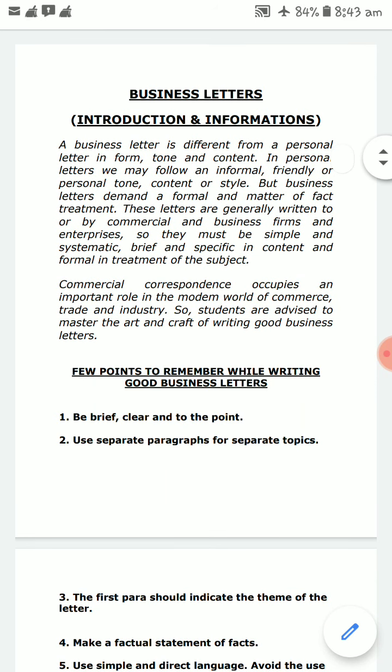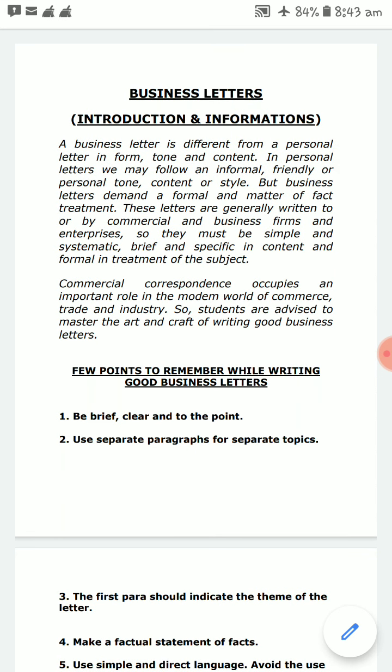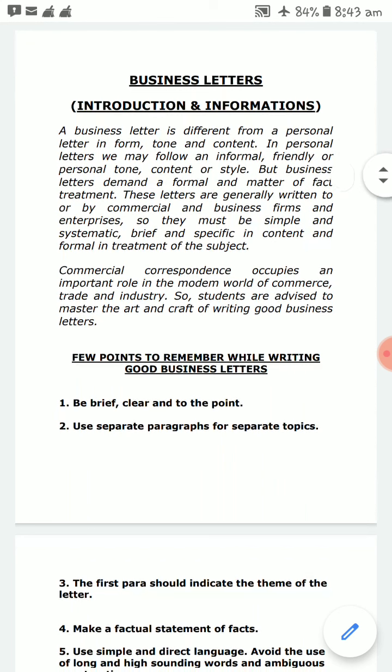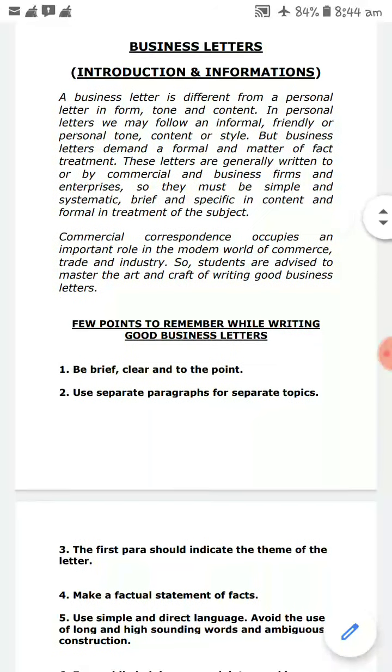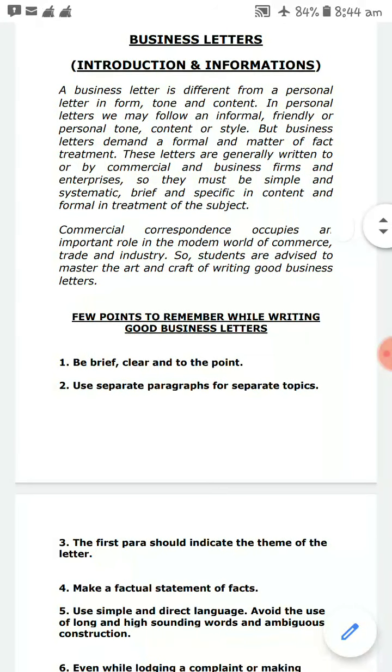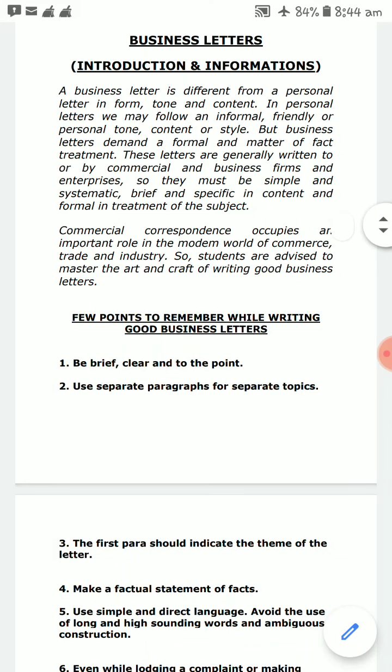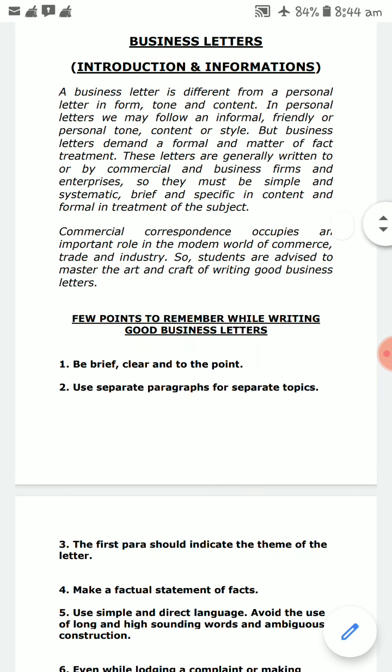But before I go on explaining some of the solved samples of business letters, let me actually explain it a bit so that you can get an overview of what I am actually trying to say. So, business letters, introduction and information. A business letter is different from a personal letter in form, tone and content.